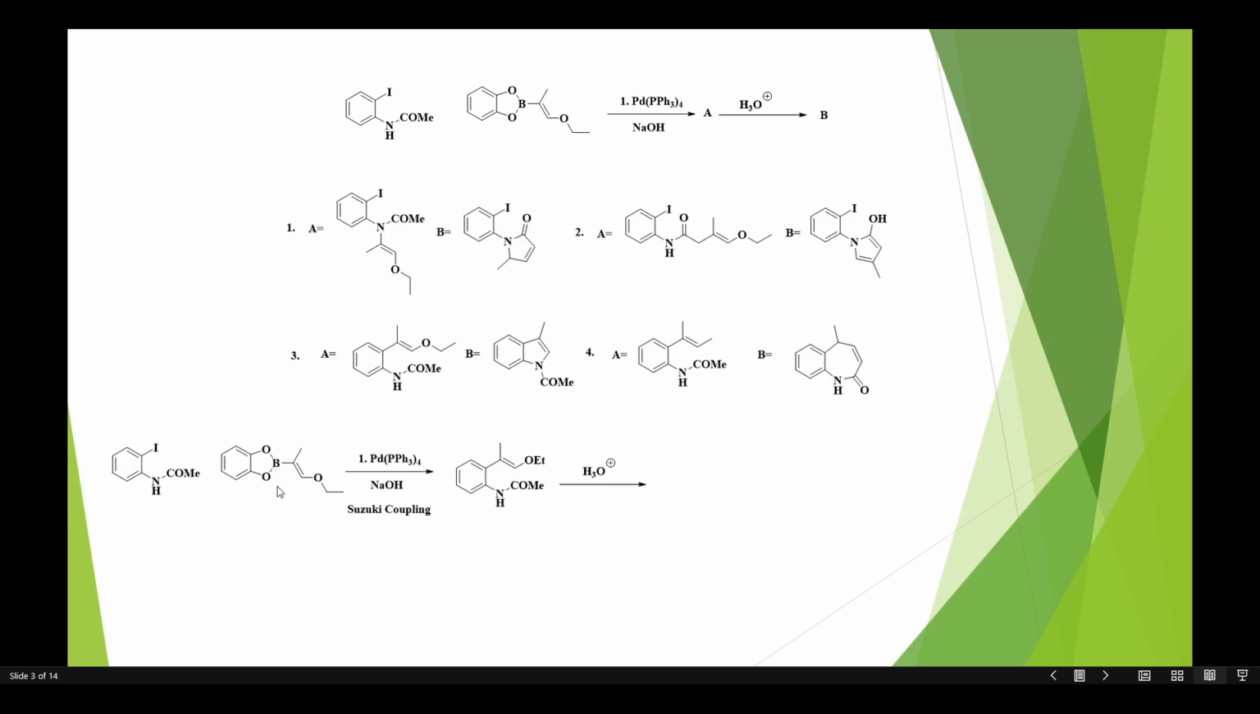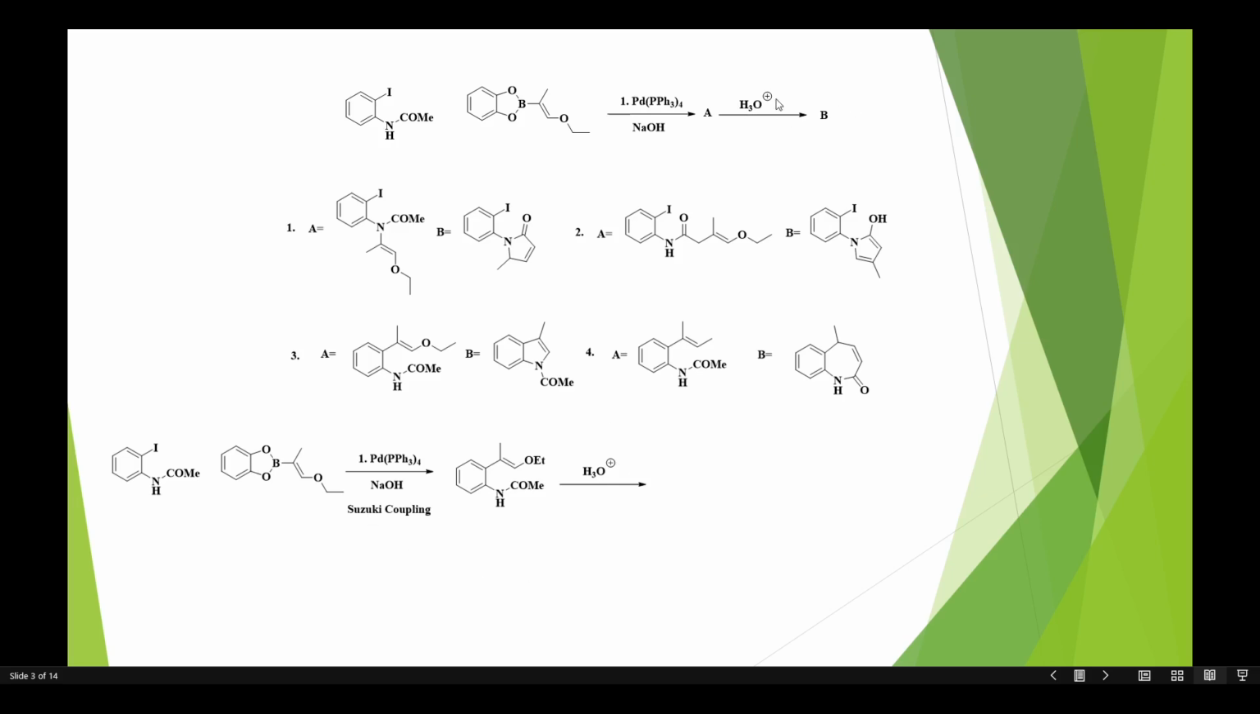And whatever the alkene stereochemistry is, that will be the same after the coupling product also. That is the most important thing. In that whole reaction, you just see the stereochemistry of the alkene: whatever the stereochemistry of the boronate ester is, that will be the same in your product after coupling. Okay, this is the most important thing in Suzuki coupling. You have to be very careful.